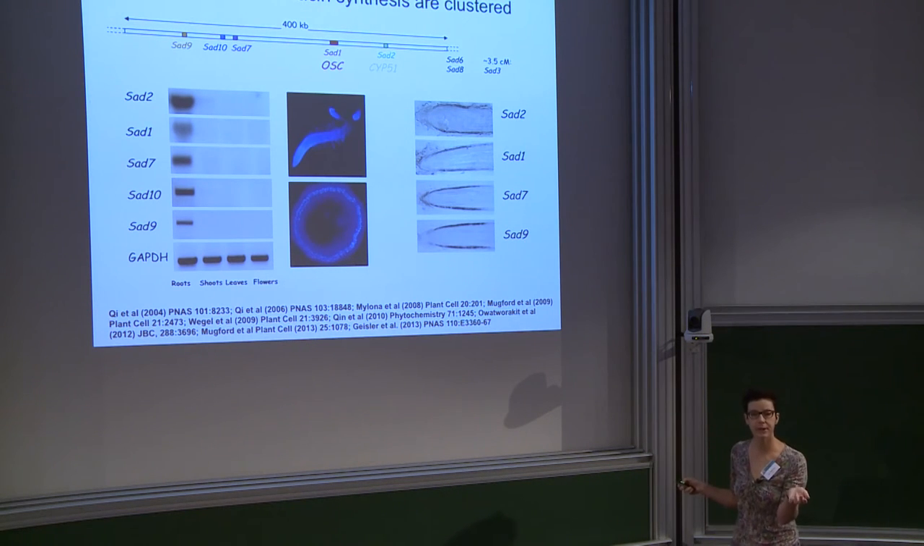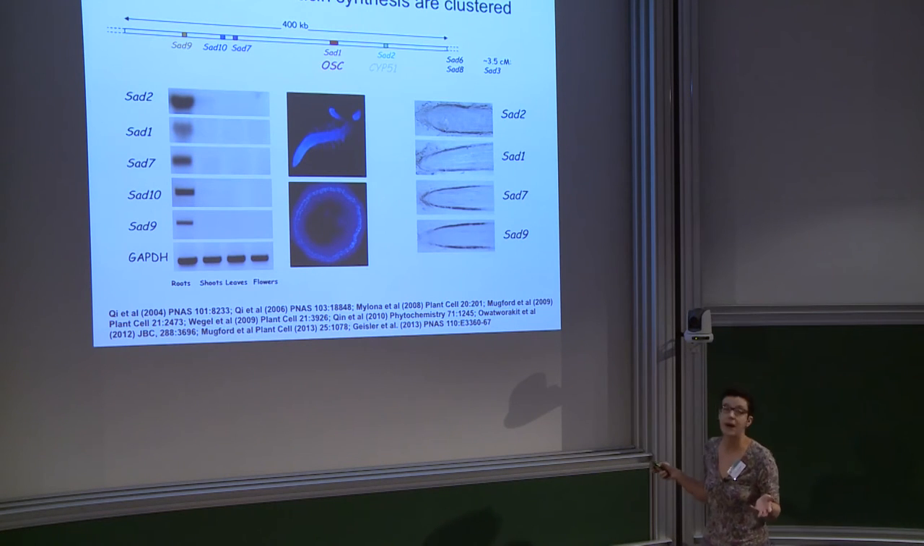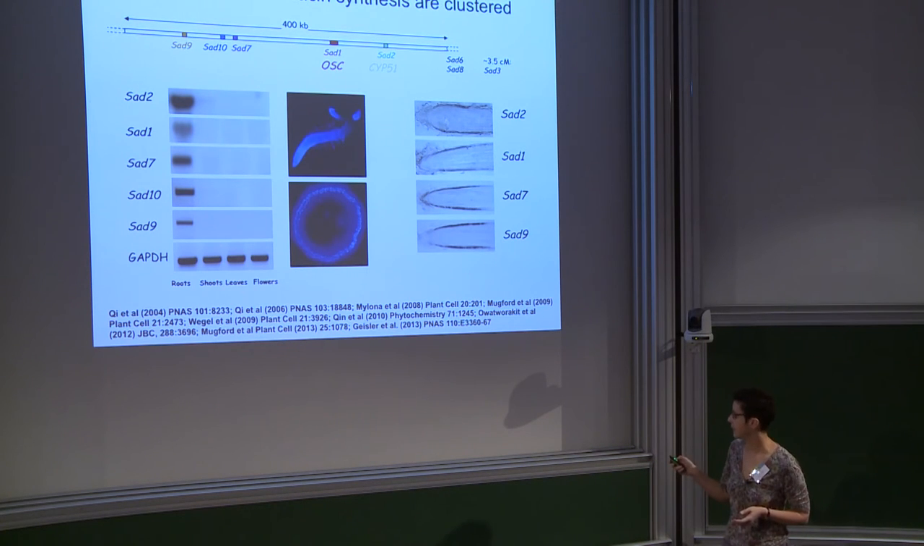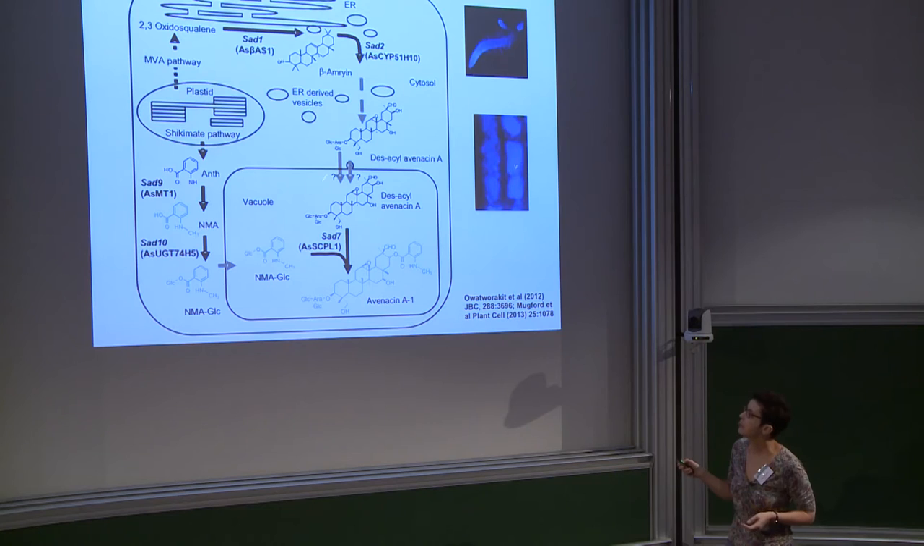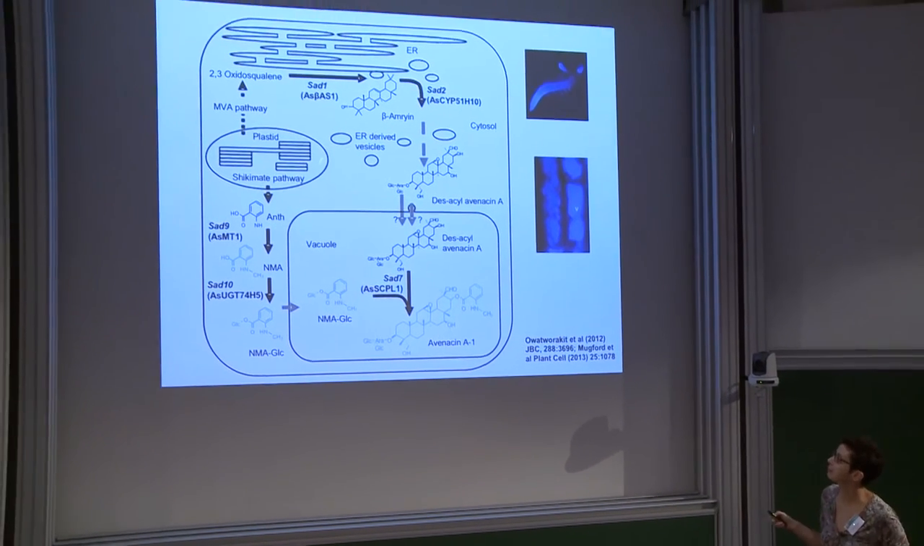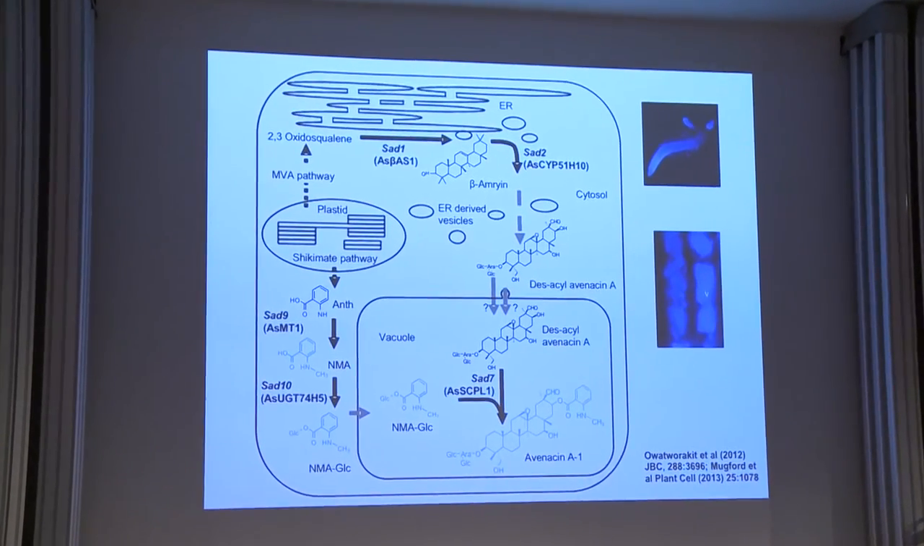This is a recently evolved pathway. These genes have somehow been recruited from existing components elsewhere in the genome and assembled, I'm choosing my words carefully here, assembled into a cluster. Now, we know a lot more about this pathway, which I won't go into the details of. We've characterized all of the genes and enzymes now. We haven't published on all of them.